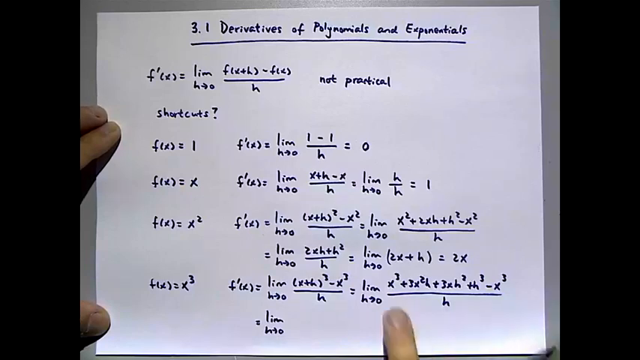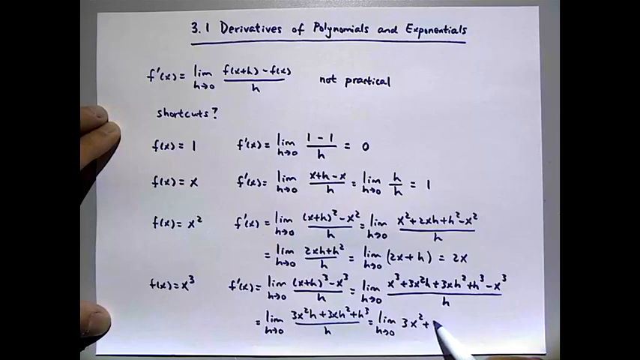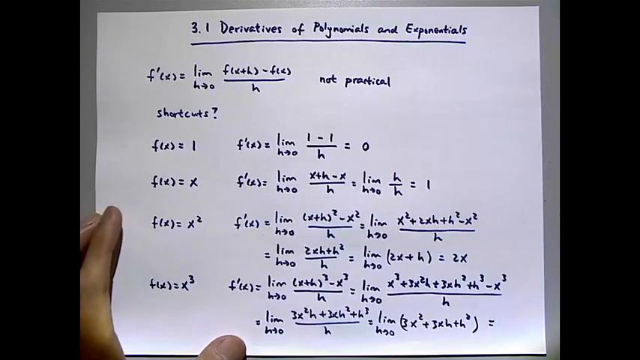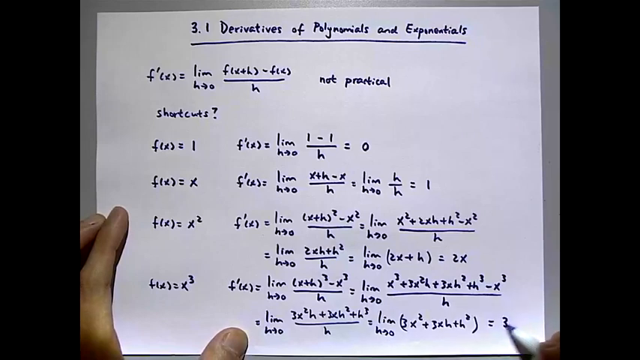Anyway, let's finish this up. X cubed goes away: 3x squared h plus 3xh squared plus h cubed, divided by h, gives 3x squared plus 3xh plus h squared. Finally, these two terms with the h will go away when h goes to 0, so the only thing that stays is 3x squared.